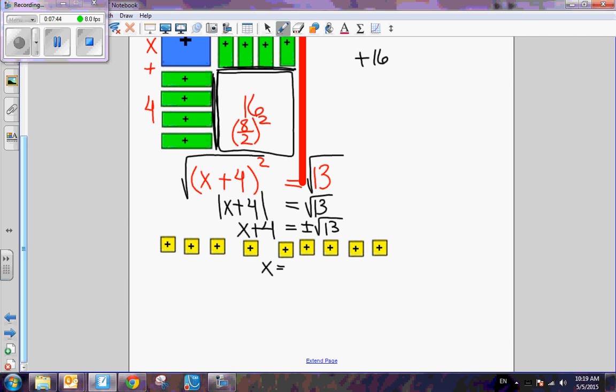And subtract 4 from both sides. So we get the lovely negative 4 plus or minus radical 13. And we know this to be an irrational number. Fantastic. I think we've got one more in store for you to build.